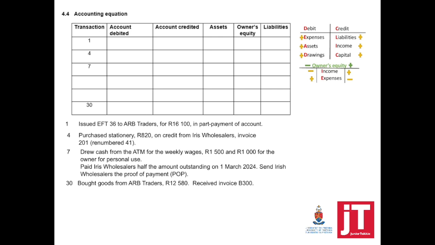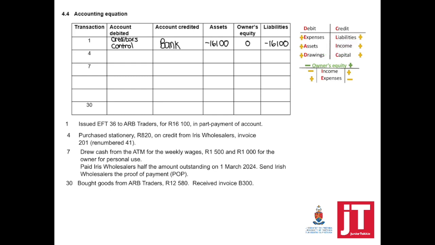So on day 1, we said issued an EFT to ARB traders for 16,100 in part payment of account. When a payment is made, bank will be credited. Creditors control will be debited. Bank had a debit balance, so it's regarded as an asset. Creditors control is a liability, which is plus.